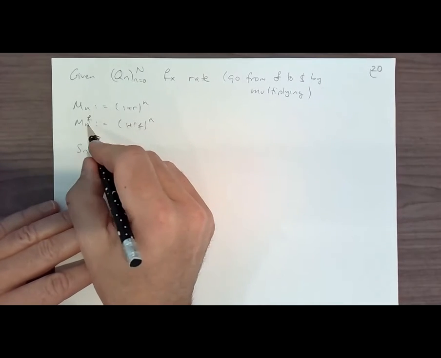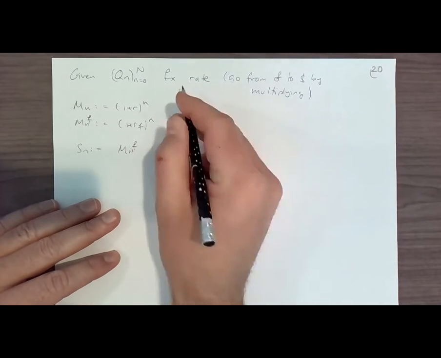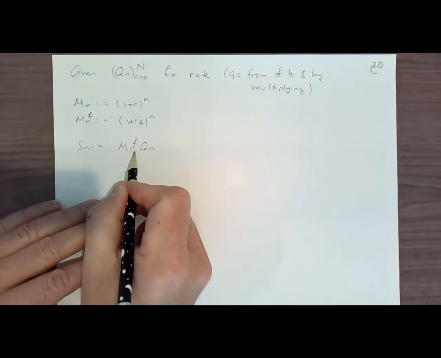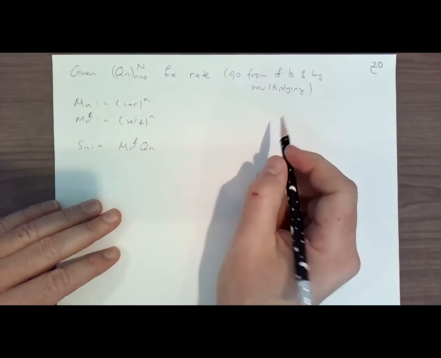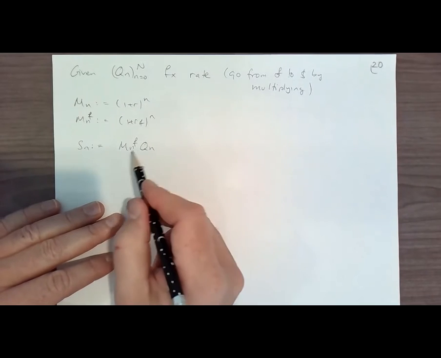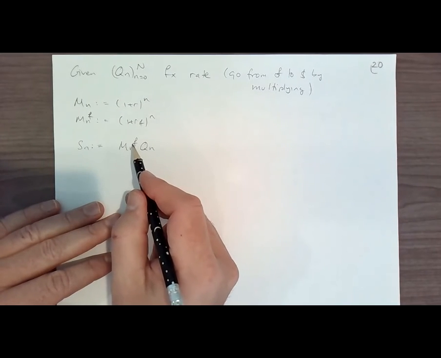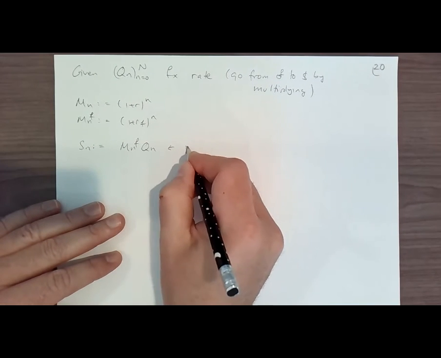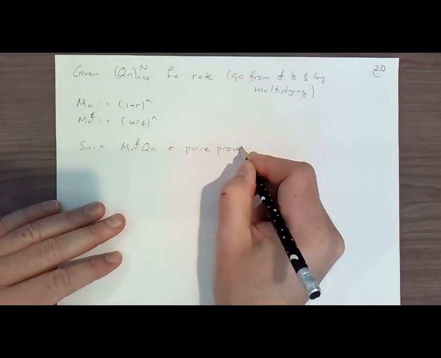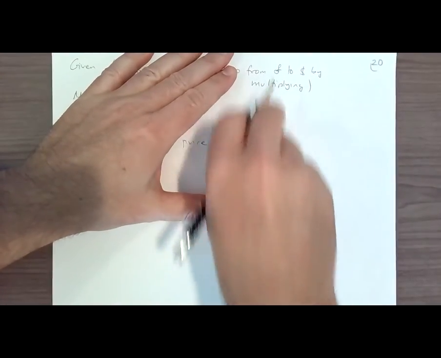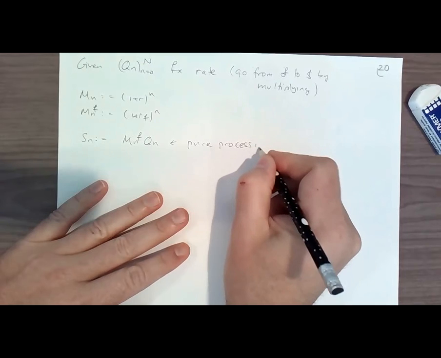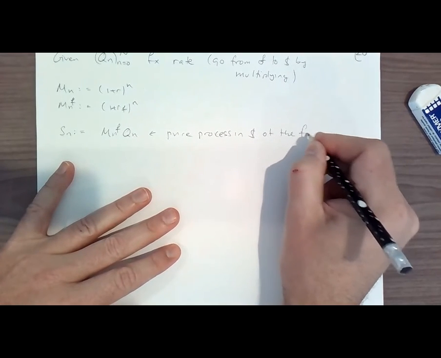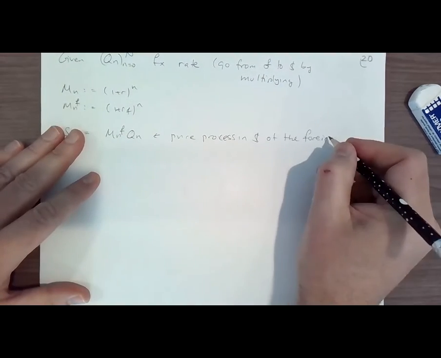And what you do is you take the foreign bank and then you multiply it onto the right. So this is going to give you something in pounds, right? And then you multiply on the foreign exchange rate, and it converts this foreign amount into a domestic amount. Okay, so this here is the price process in dollars of the foreign bank.